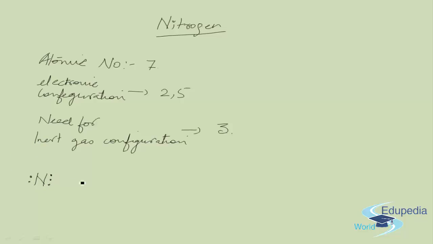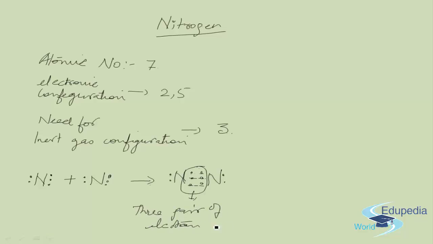So let's write down. There are 5 electrons in the outermost shell of nitrogen. It needs 3 electrons to get a stable molecule. So here you see a triple bond. 6 electrons take part in this bond, 3 pairs. So we write 3 pairs of electrons are shared. So we get like this, or we can also write it as a stable molecule.